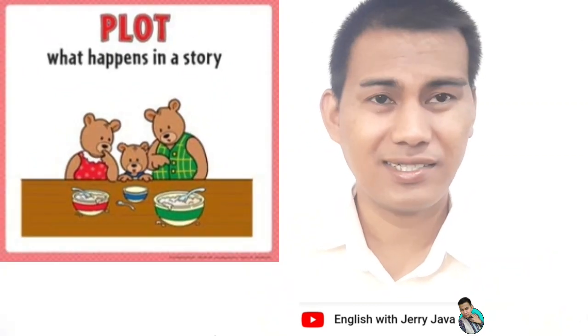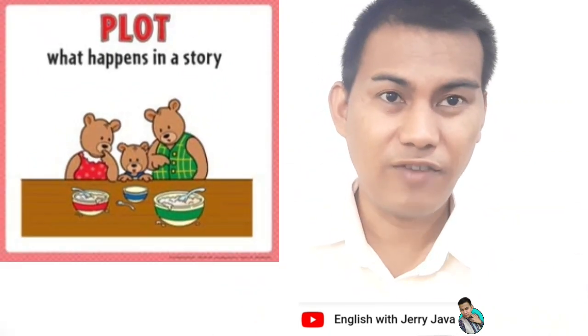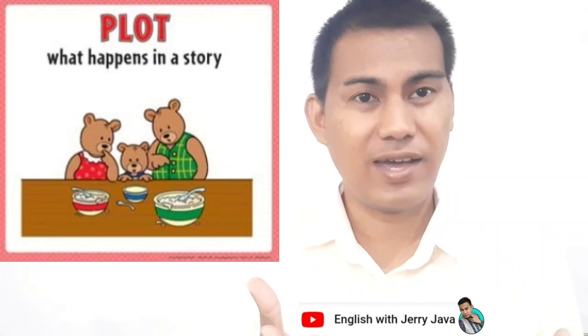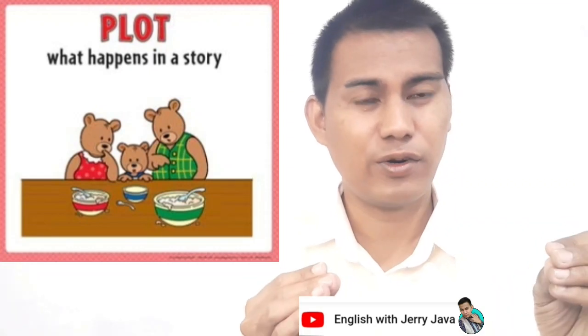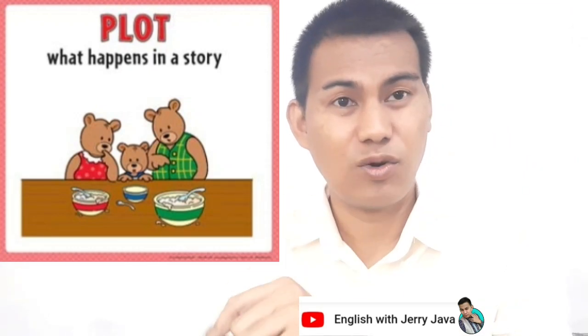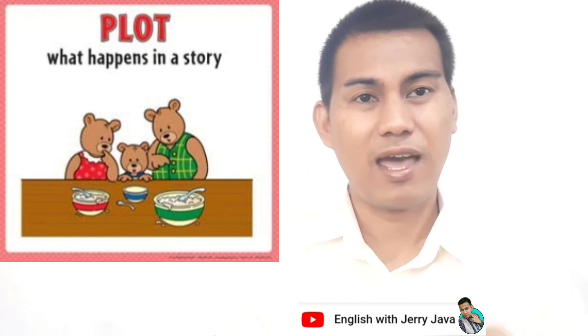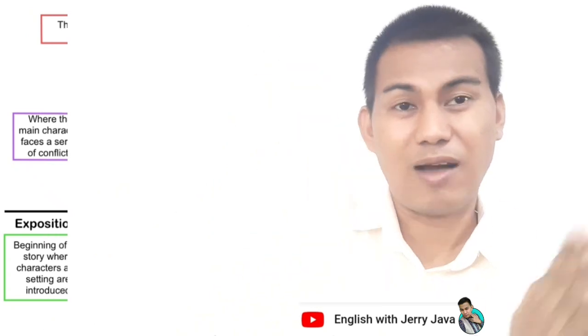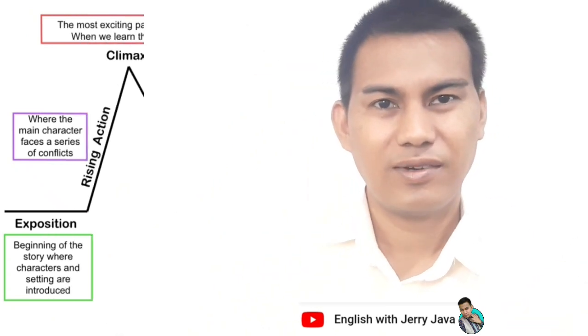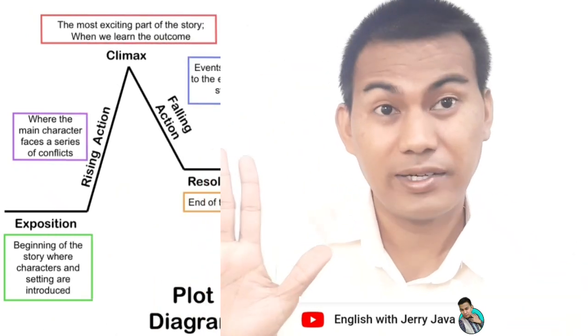Plot. What's a plot? Order of events or the arrangement of events in a story. How the author sews the story. What happens first, what happens next, what happens last. We have the plot mountain. We have 5 parts of the plot.